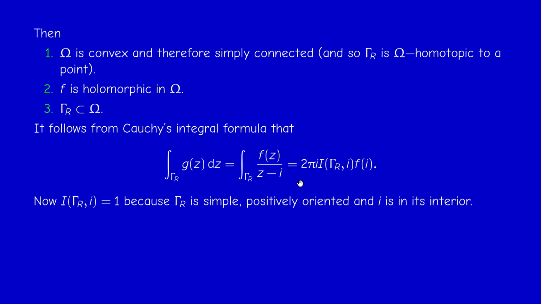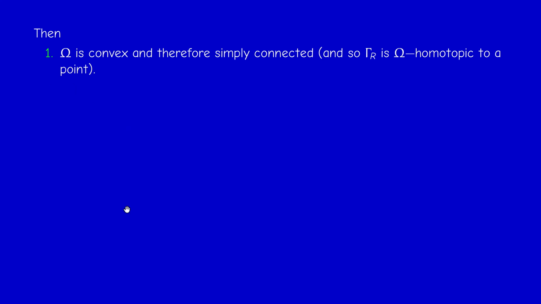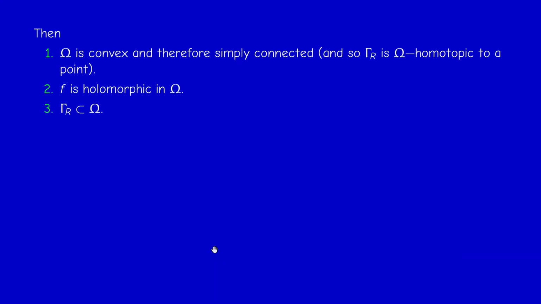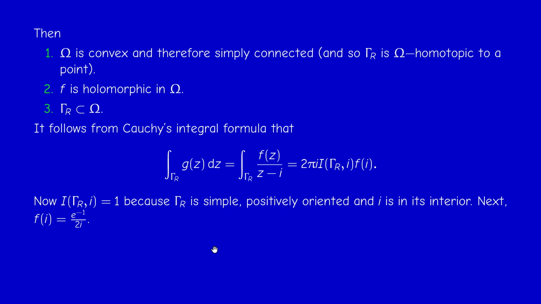Now, the index of gamma with respect to i is 1. Why? Because gamma is a simple loop, and this will be the case in applications. So we'll not consider non-simple loops. It's a simple loop which is positively oriented and has i in its interior. So the index is 1.